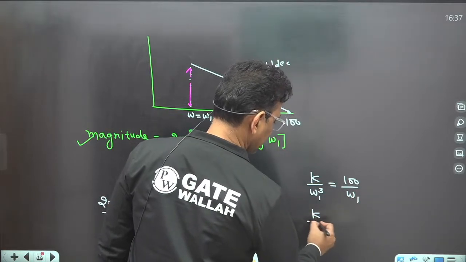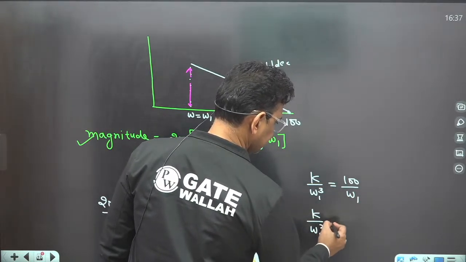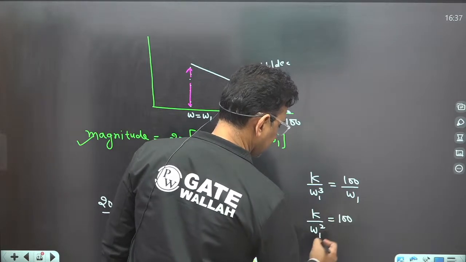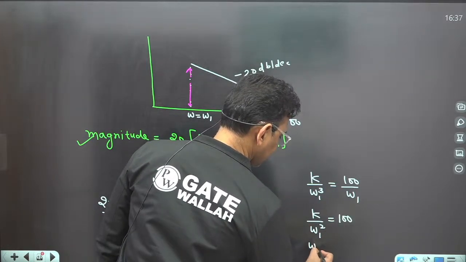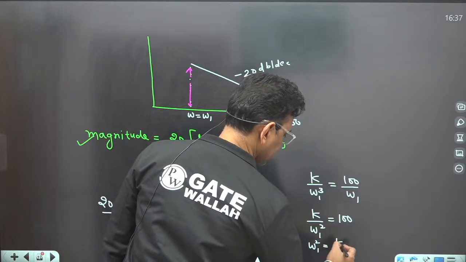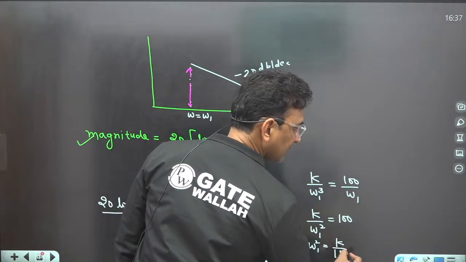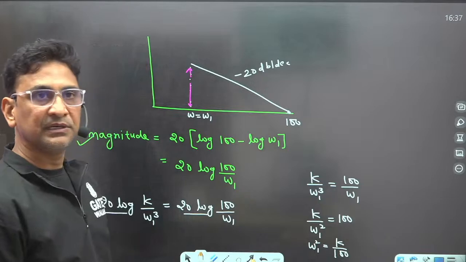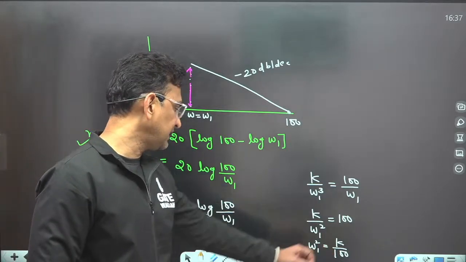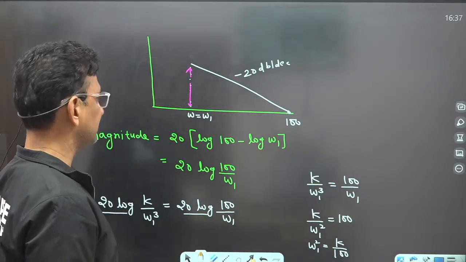It becomes k upon omega 1 square equals 100. So omega 1 square will be k upon 100. Clear? So first let us find out the value of k. How to find out the value of k?